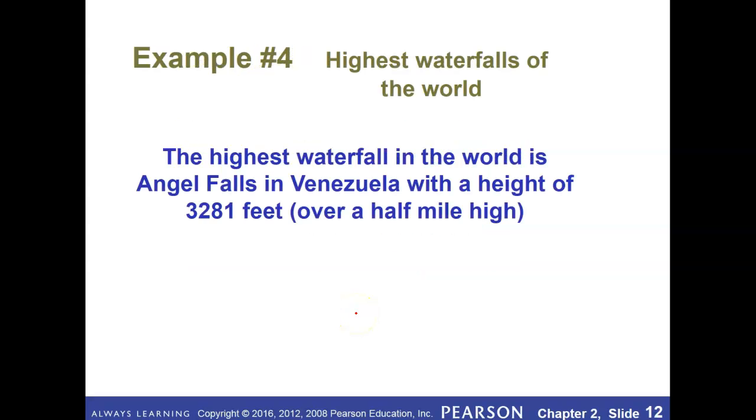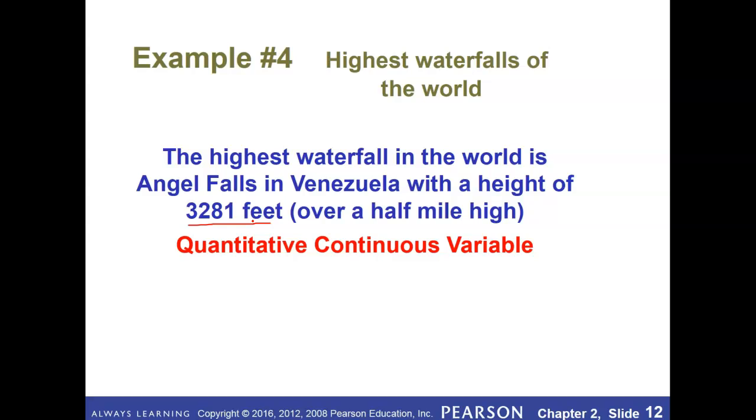And then finally, the highest waterfall in the world is Angel Falls in Venezuela with a height of 3,281 feet. It's over half a mile. 1 mile is 5,280 feet. So this is over a half a mile long. It's the highest waterfall in the world, and that is a quantitative continuous variable.